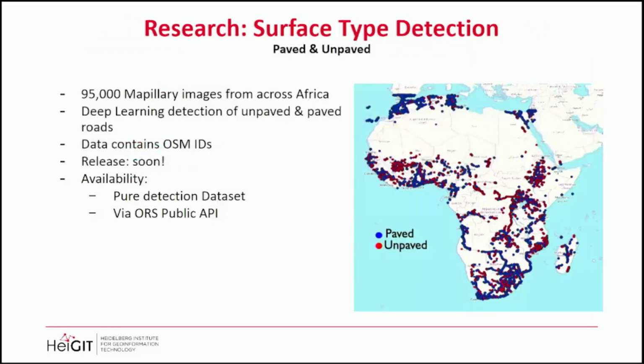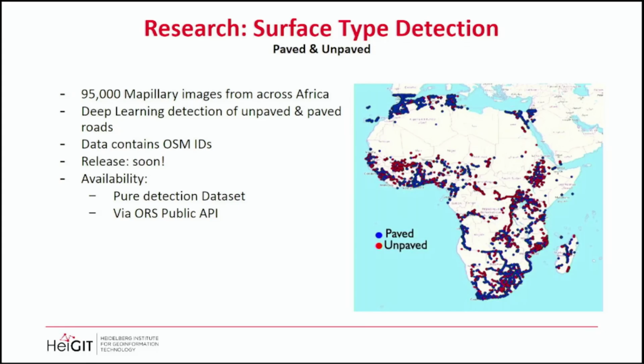All right, but we do more because we're a research company. In the very near future, we will provide a very big and hopefully planet-scale data set of paved and unpaved surface type detections. We do that from 95,000 Mapillary images, first for Africa and then for the rest of the world.